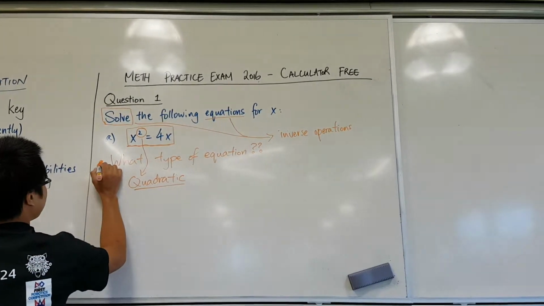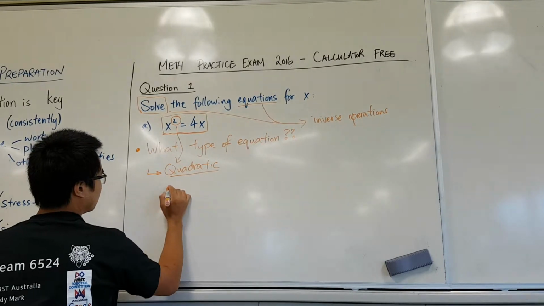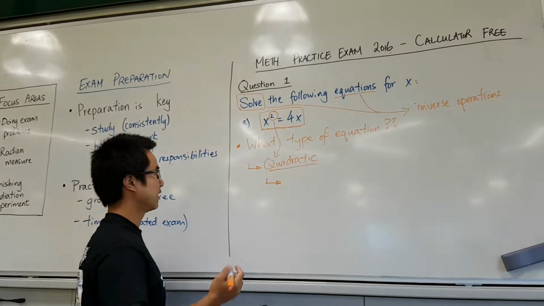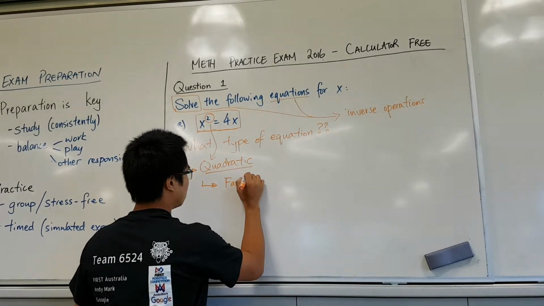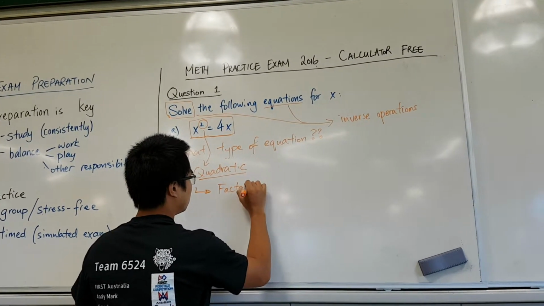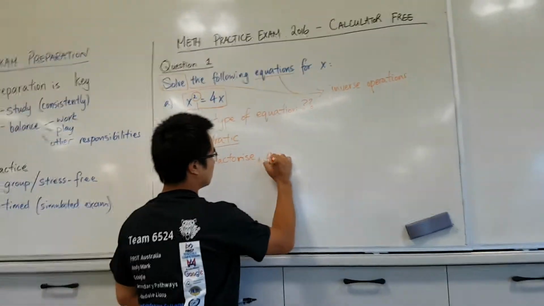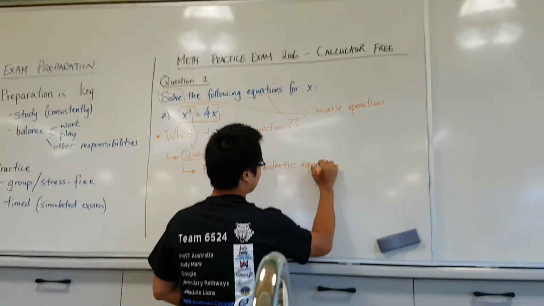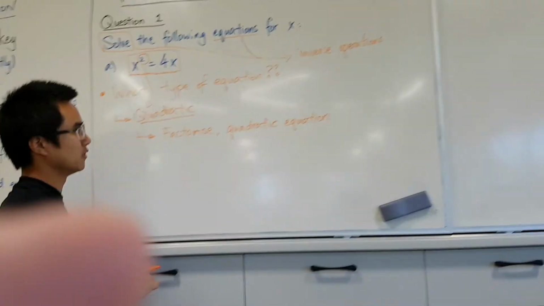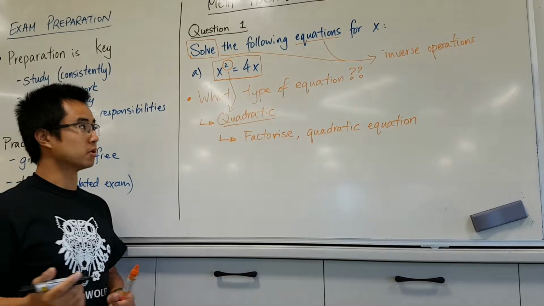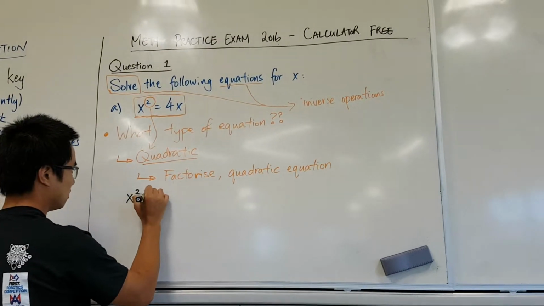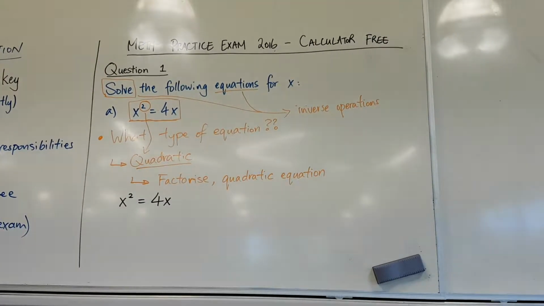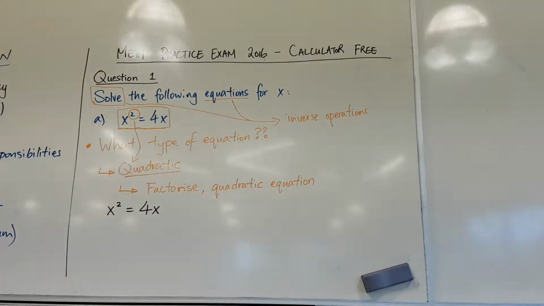So we figure out what type it is. It's quadratic, and now that we know it's quadratic, there's a few options available to us. We can factorize. We can use the quadratic equation. Or if it's simple enough, we can just go ahead and do the inverse operations. And that's what I'm going to do. I'm going to start off by writing the question in its original form, and then I'm going to put everything over to one side.